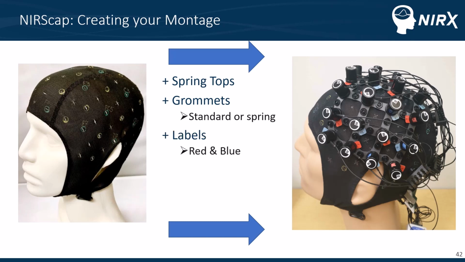Labels, red and blue, to easily denote sources and detectors and their numbering within the montage. Optode stabilizers, which are optional. So these are plastic pieces that sit in between a source and a detector. They keep the optode spacing closer to 3 centimeters, and they also add optode stability to keep them in place for the entire experiment. And finally, your optodes. So with all of these together, we have our headgear that will be used to image our participants.